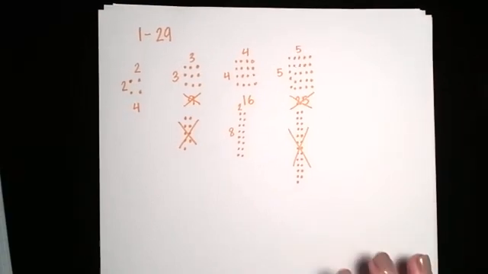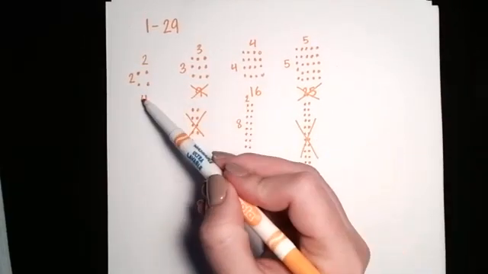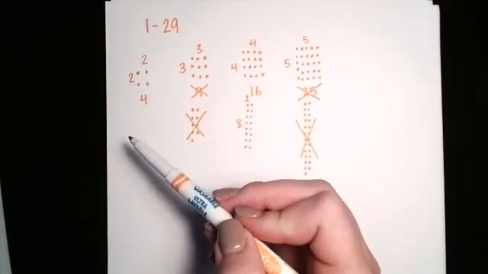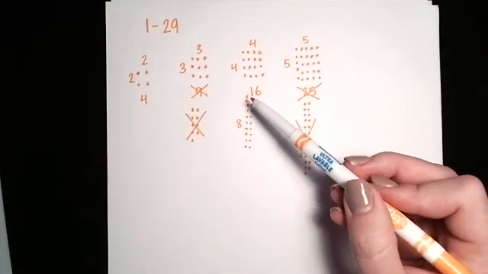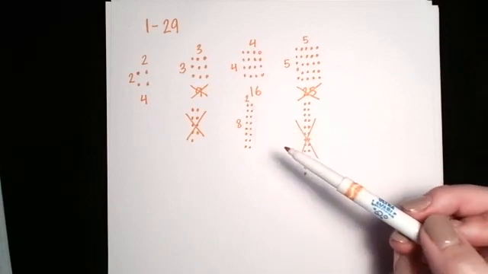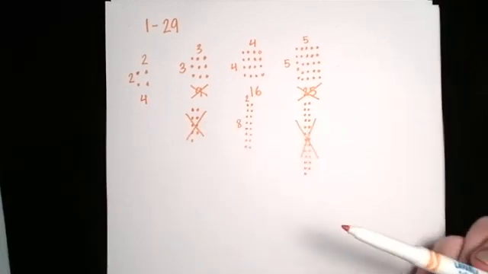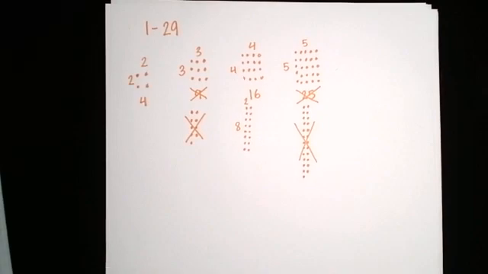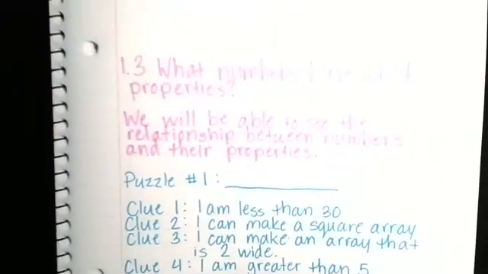Okay, well, I narrowed it down some more. I know that 4 could be a possibility because I already had that array here. And then I made 16 into an array that is 2 wide. Okay, so it could be 4 or it could be 16. I only have 2 options right now. Let's check our last clue.